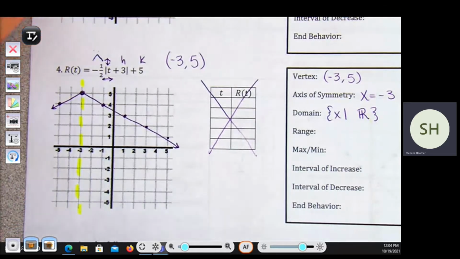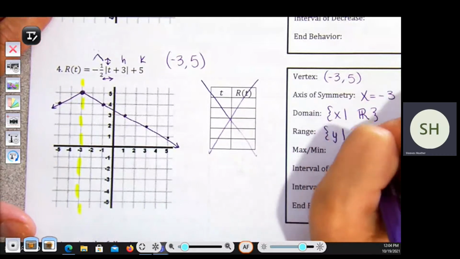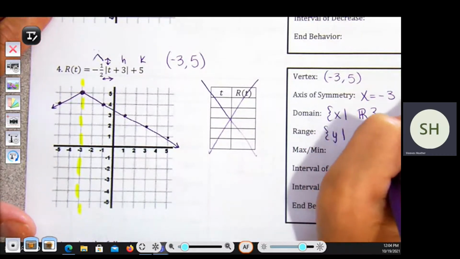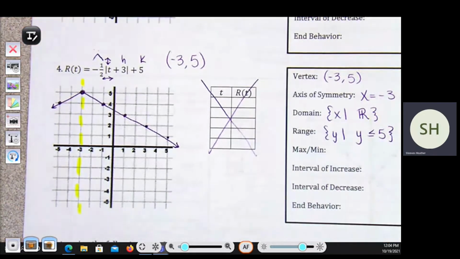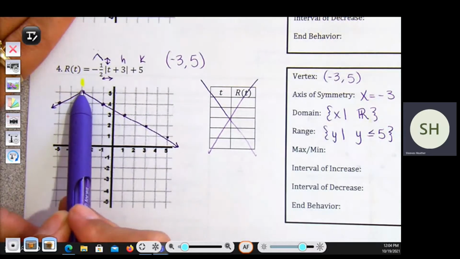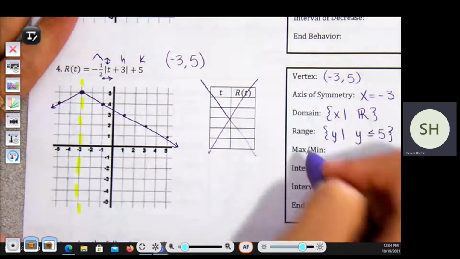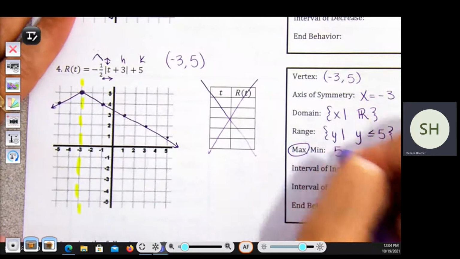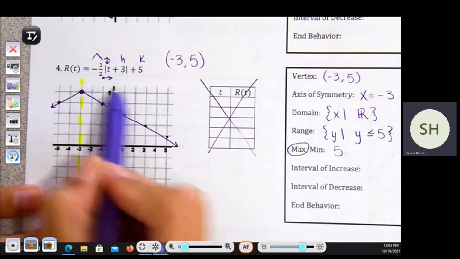The range. Is y less than or equal to 5? Y has to be less than or equal to 5. 5 is the highest it's going to go. This time it's not a greater than symbol because it's not opening up, it's opening down. So all the y values are going to be at 5 or below 5. It's never going to get to 6, 7, 8, never. The maximum is 5. Yes, it has a max this time of 5 because it's opening down, so it has a highest value of 5.